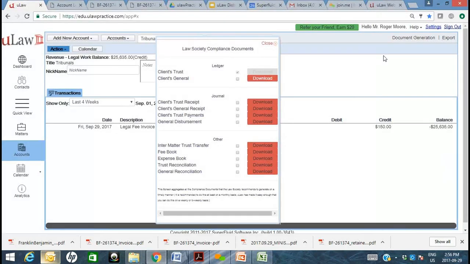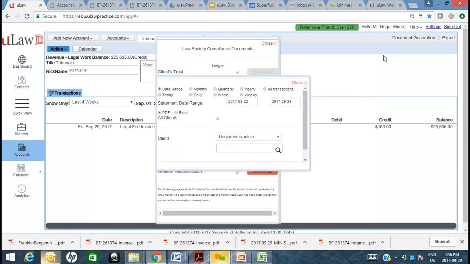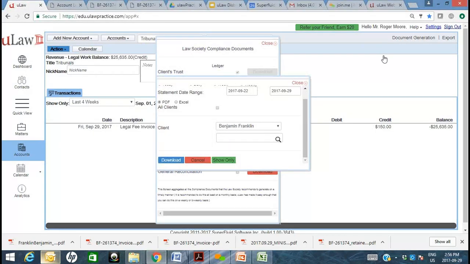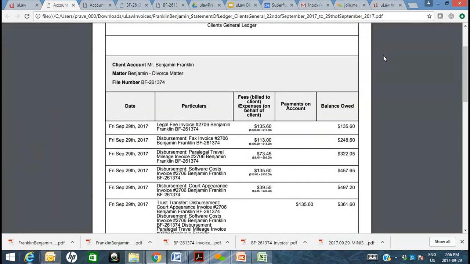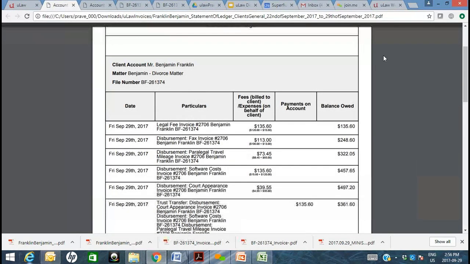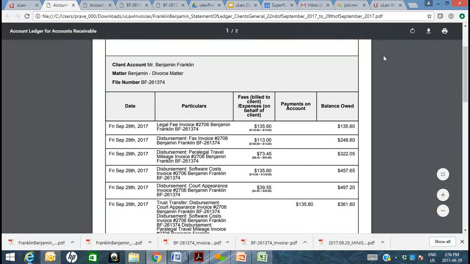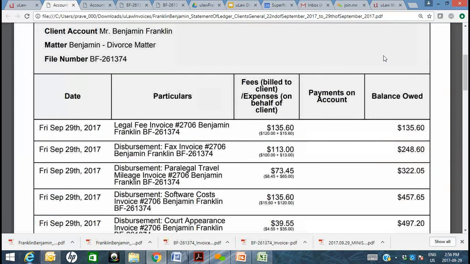Now let's look at the general, because that tells you a slightly different story. So here are the 2 ledgers that we just generated. The first one was for trust, and the second one that I'm generating for Benjamin Franklin is the general. And what this tells me is including HST, right? The last report really didn't have an HST component to it, whereas the payment has, if there's HST involved, captures that as well. Sorry about that. That looks way better.